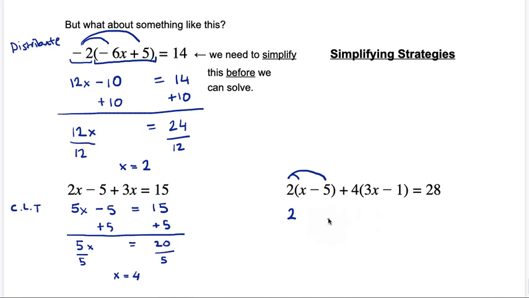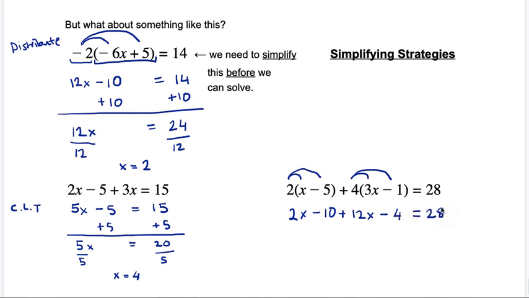my bad. Let's rewind a little bit. So first we do this one, 2x minus 10, because 2 times 5 is 10, of course, right? And then let's do this one here. So we've got a positive 4 times a 3, that's plus 12x, and a positive 4 times negative 1 is minus 4. Right, and that's equal to 28.